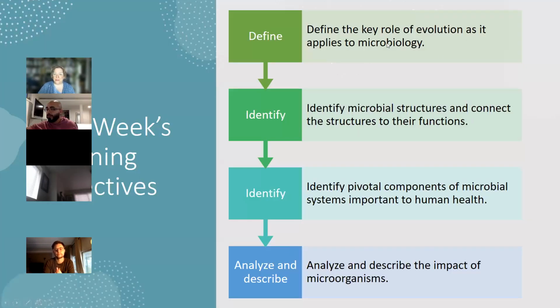All right, so here are this week's learning objectives. Last time we talked about evolution. We'll be talking about how populations have changed to result in the populations of bacteria that we have now. Identifying microbial structures and connecting the structures to their functions. When we talk about staining, we'll be talking about structures. And then identify pivotal components of microbial systems important to human health. We'll be talking about pathogens, which are important to human health. And we're going to analyze and describe the impact of microorganisms, mainly with pathogens.